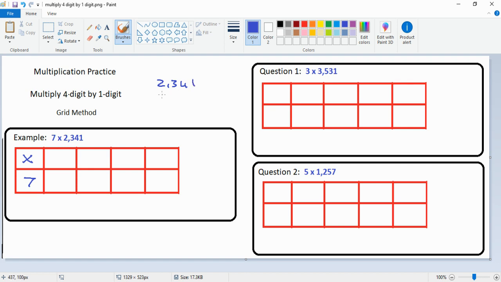2,341. When we break that up, we've got 2,000, we've got 300, we've got 4 tens, which is 40, and we have 1 unit. We're going to break it up like that and put those in the spaces available here so we can then multiply. 2,000, 300, 4 tens, which is 40, and 1 unit. And from there, we're going to multiply these out. We're going to multiply the 7 times the 2,000 and then repeat for the others.